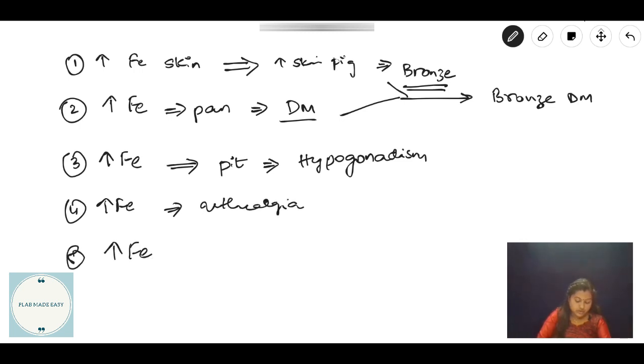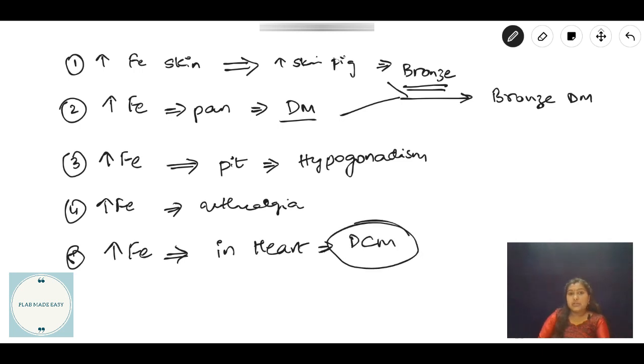Increased iron deposition in the heart is a very important manifestation, the cardiovascular manifestation, because it will lead to dilated cardiomyopathy. A very important point here is that dilated cardiomyopathy is generally considered irreversible, but a reversible cause of dilated cardiomyopathy is hemochromatosis. So this is a reversible cause.